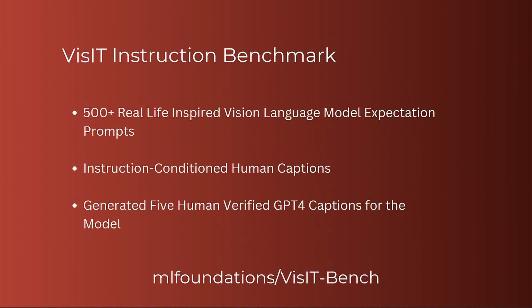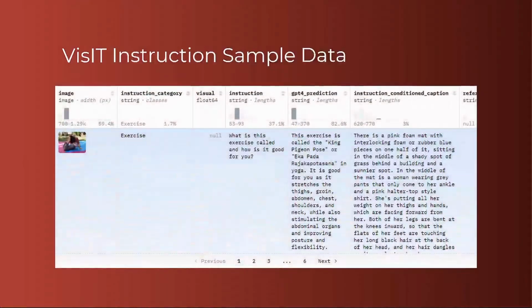Next, Visit Benchmark, which consists of 500 images from real-life situations where VLMs could excel. Human and GPT-4 captions are provided. The model's task is to generate instruction-based responses from the images. Here is a sample data point from the dataset. Here you can see the GPT-4 prediction is answering the instruction, and the instruction-conditioned caption is simply explaining what is going on in the image. The objective of the model over here is to answer the instruction based on the image provided.